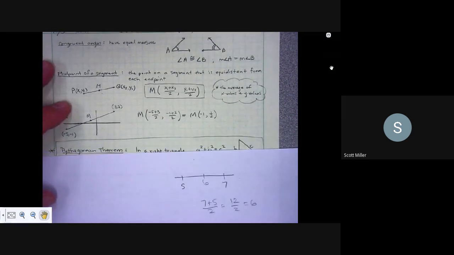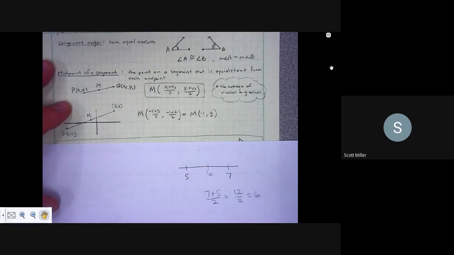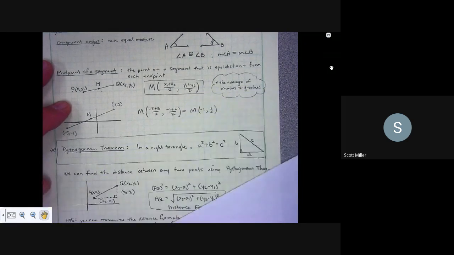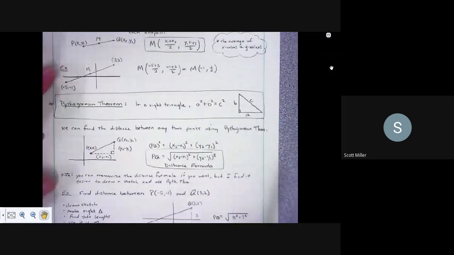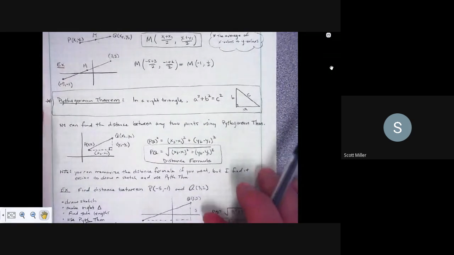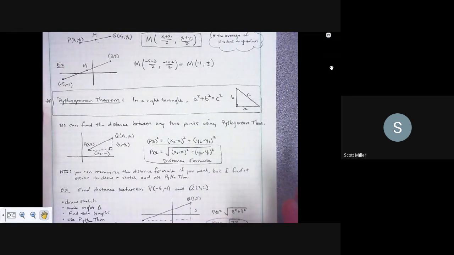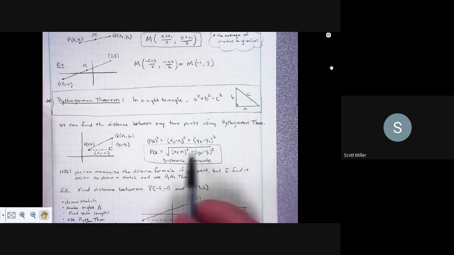Now, this one I'm showing you is the distance formula. And they developed this through the Pythagorean theorem. So I'm showing you what they have in your textbook, but I will show you then how I usually do these problems, because I don't want to memorize this formula.